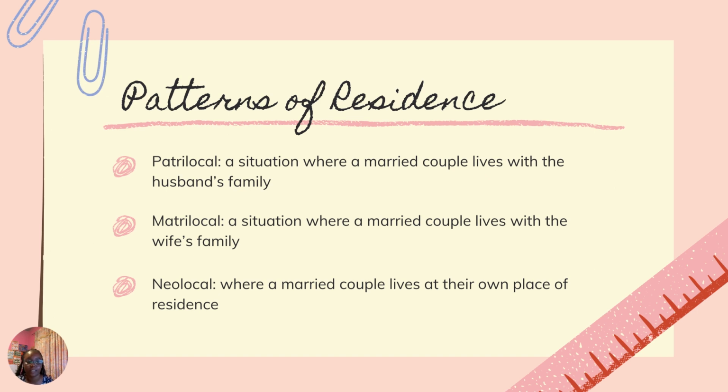Patterns of residence. Patrilocal. Remember pa, father, and local means locate. Therefore, patrilocal is a situation where a married couple would live with the husband's side of family. So can you guess what matrilocal is without looking at the definition? Of course, it's a situation where a married couple would live with the wife's family. Neo would mean new. Therefore, neolocal is where a married couple lives at their own place of residence.